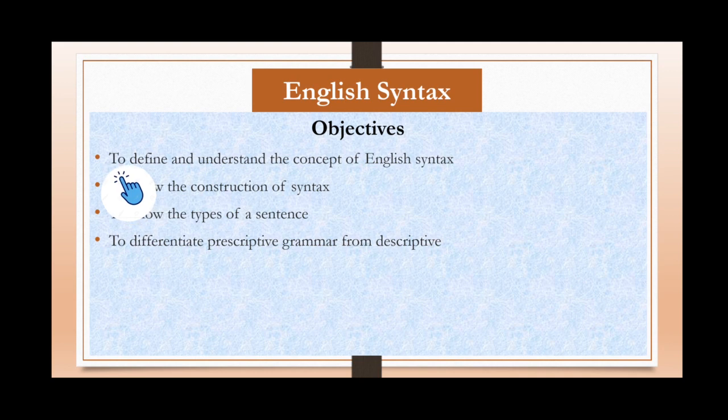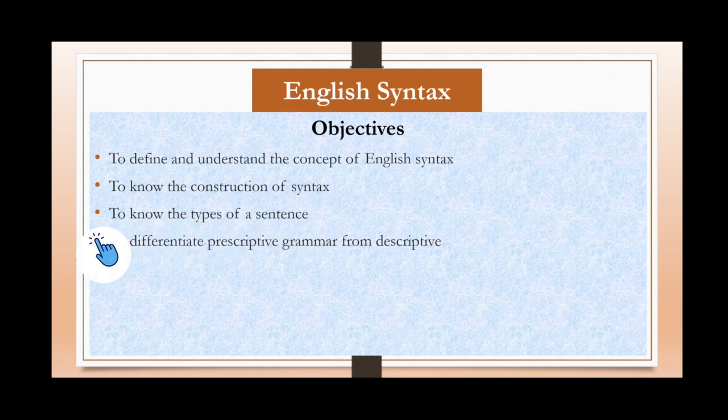English syntax. So before we start our lecture, we should know what the main objectives of this session are. The first objective is to define and understand the concept of English syntax, because most of the time we will be dealing with English syntax, not syntax in general. The second objective is to know the construction of syntax, how English syntax is constructed, what is the formation of English syntax, and how many types of sentence there are.